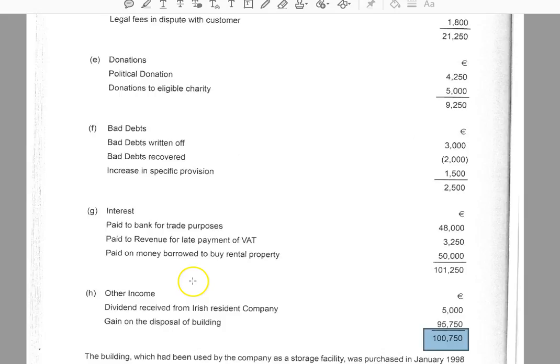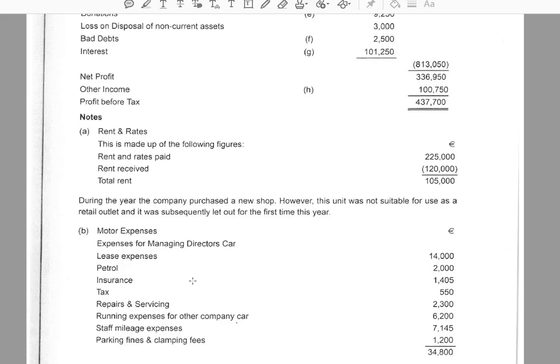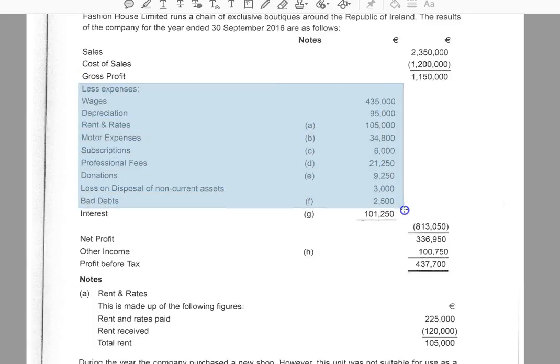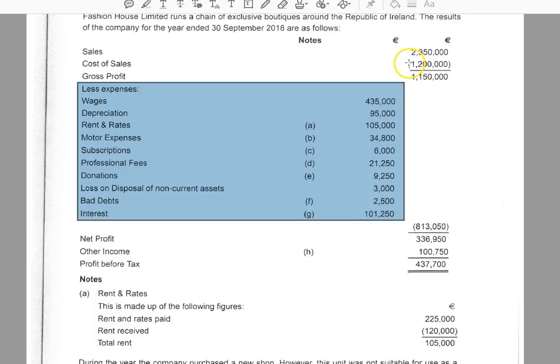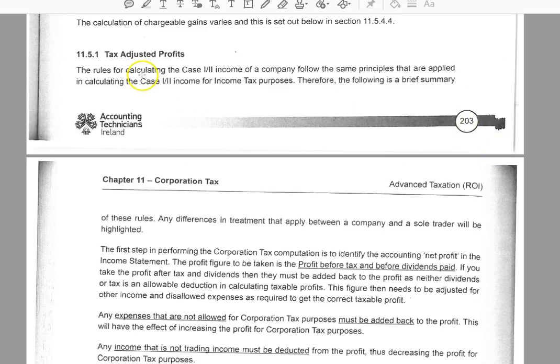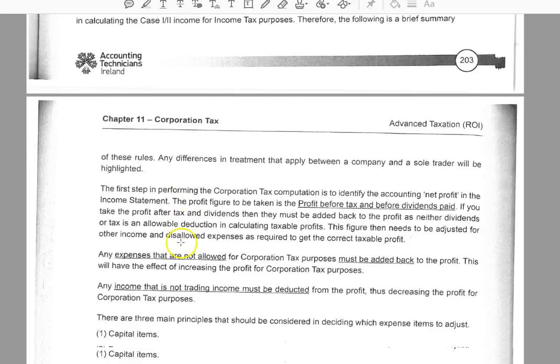So if we look at the question, what we're looking for, within these expenses and maybe in the cost of sales as well, is anything that's deducted. Are there any of these expenses which are not allowable as deductions? If they're not allowable, we have to add them back or reverse them. And the rules for them are given further up. This is on page 209, but page 203 starts off with the rules.